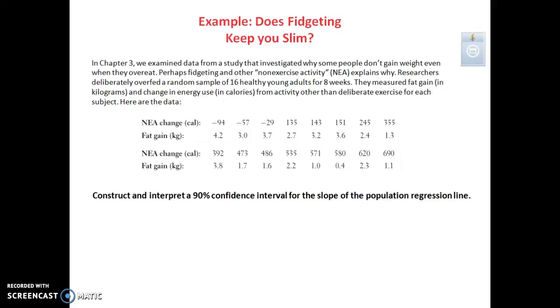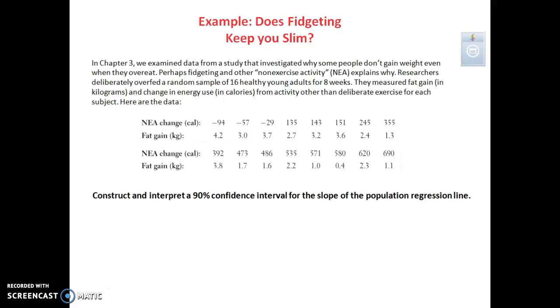So in Chapter 3 we examined some data from a study that investigated why some people don't gain weight even when they overeat. And the thinking is that maybe some sort of extra movement, maybe people that kind of fidget, tend to not gain weight. So researchers deliberately overfed a random sample of 16 healthy young adults for 8 weeks, and they measured the fat gain in kilograms and the change in energy use in calories from activity other than the deliberate exercise that someone might partake in. So we will call the non-exercise activity NEA change, and the units are calories, and then we're going to also look at fat gain in kilograms.